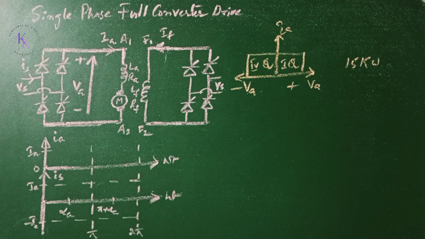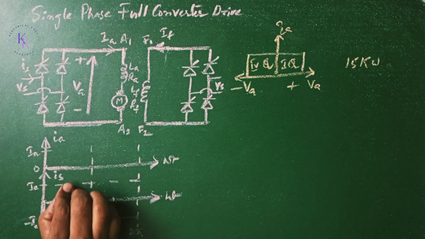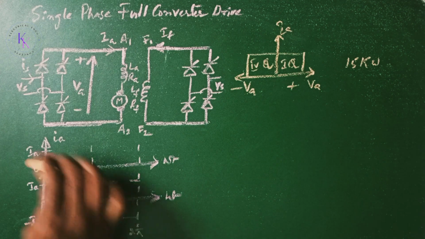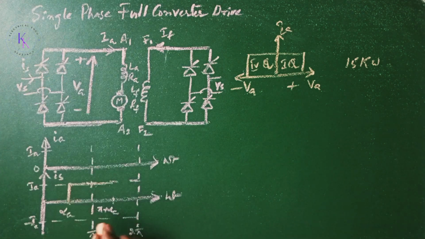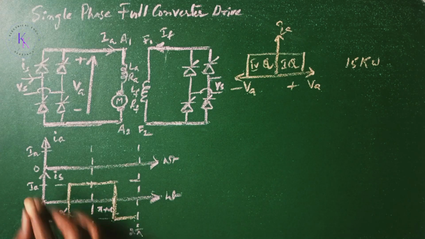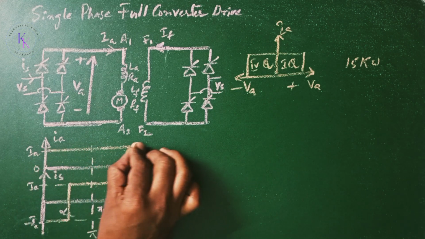For the current waveforms with highly inductive loads, when these two thyristors are turned on at alpha A, the current will be IA, and when these two thyristors are turned on at pi plus alpha A, the current will be negative IA. Then the average current flowing through the motor is always a constant IA.